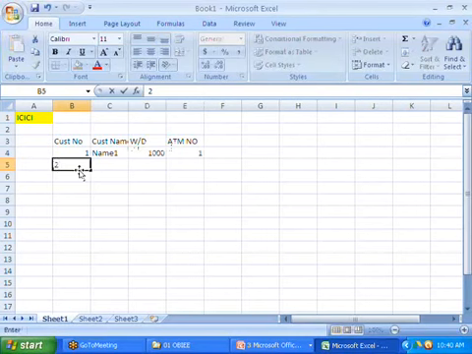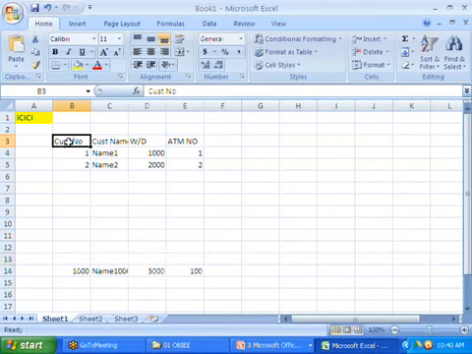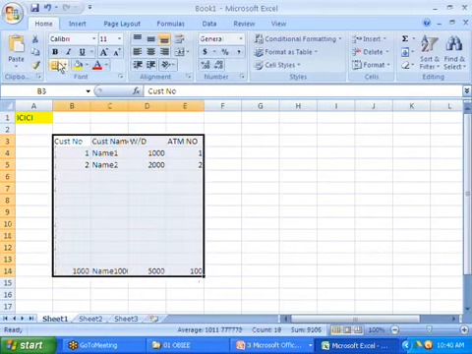Customer number is 2, name is name 2, and we have 2,000 withdrawn from the second ATM. Like this, I have 1,000 customers available. His name is name 1,000, and he withdrew, let us say, 5,000 rupees from the ATM called 100 ATM. Like this, I have information.